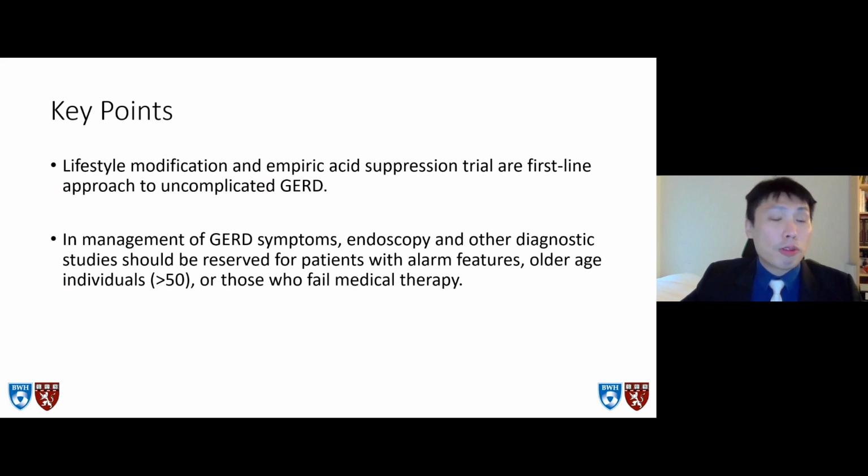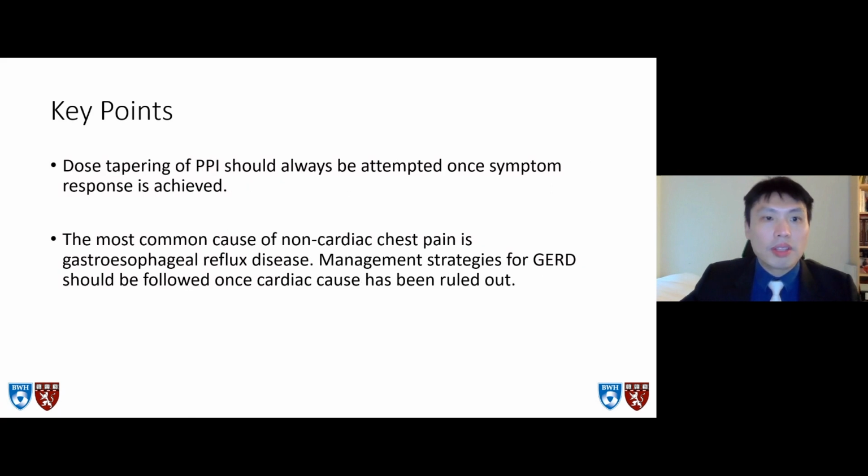So finally, I'm going to go over some key points that we went over during this lecture. First of all, lifestyle modification and empiric acid suppression trial are the first-line approach in uncomplicated GERD. In managing GERD symptoms, endoscopy and other diagnostic studies should be reserved for patients with alarm features, who are older age with symptom onset, or those who fail medical therapy. Dose tapering of PPI should always be attempted once symptom response is achieved.